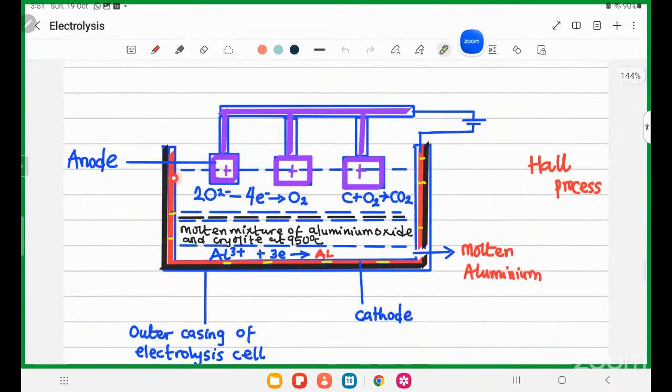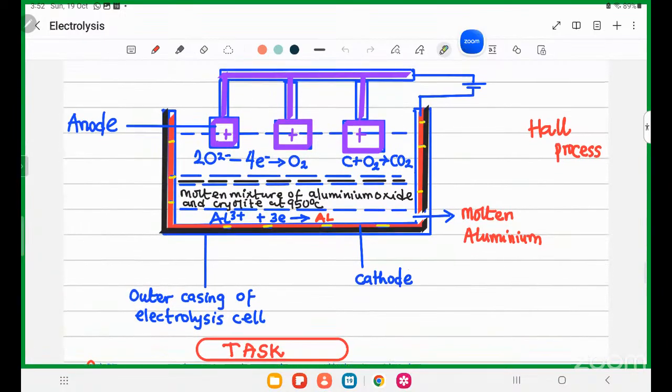That's the anode, and the red line is the cathode. Oxygen will be produced here at the anode, and it reacts with carbon and makes the electrode burn. And when it burns, what's going to happen? You have to keep replacing it. The aluminum we want to manufacture will be produced at the cathode, and we have it there.